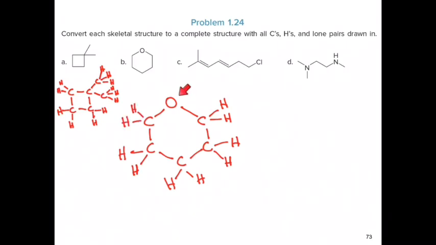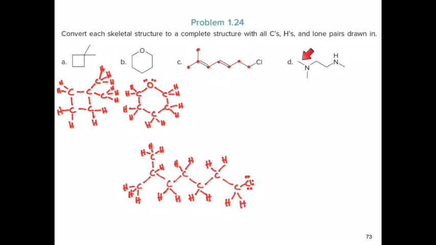And then finally, any lone pairs. So this oxygen right here doesn't have an octet, right? So it only has 2 bonding pairs. So that means that we're going to need to add 2 lone pairs on this oxygen atom. So now when you count the total number of electrons, it has 2, 4, 6, 8.